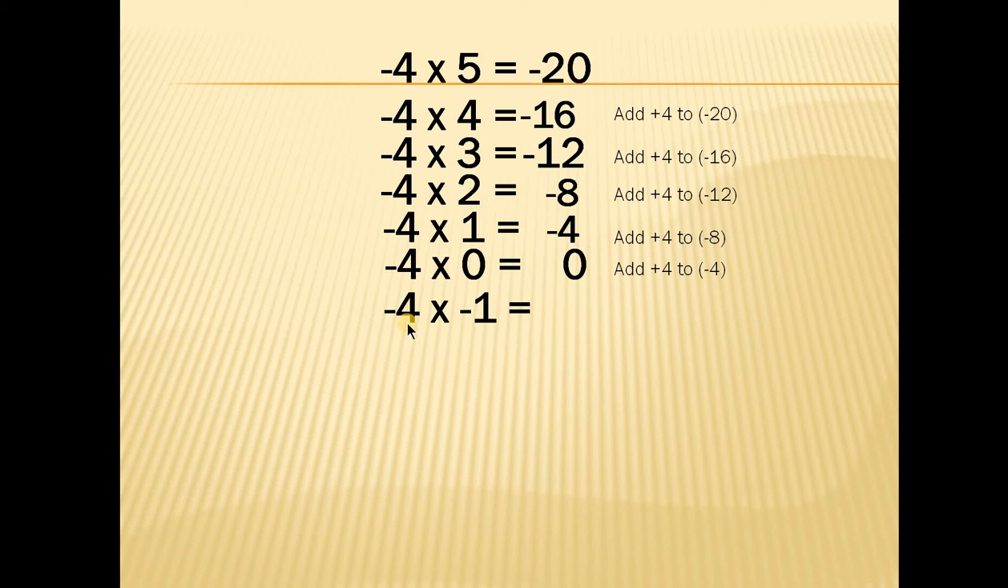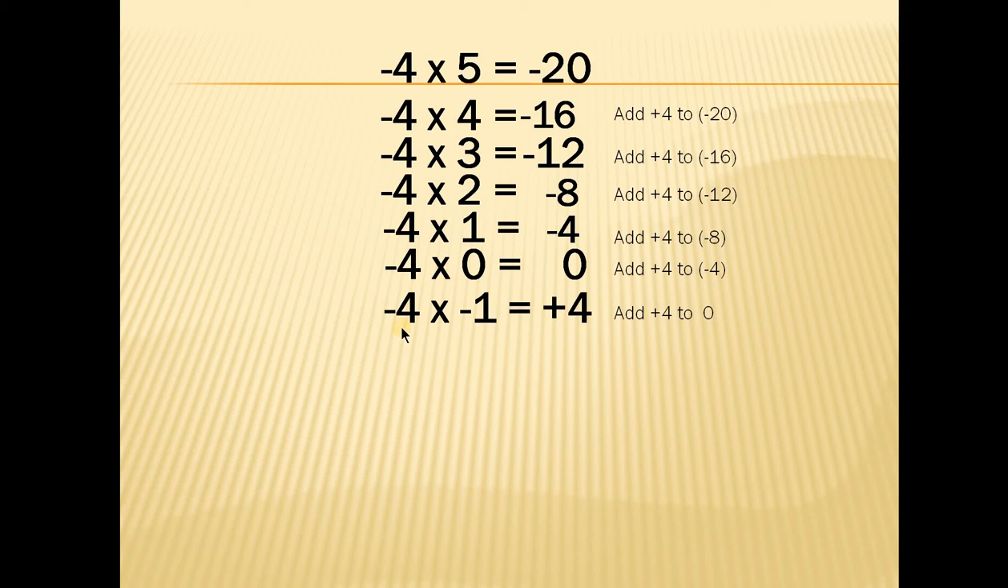Okay, so minus 4 into minus 1, negative 4 into negative 1. Both are negative numbers. What should it be? You do not know the answer for it. What will you do? You will have to just add 4 to this 0. Add 4 to 0. So when you add 0 plus 4, what do you get? 4. So following the pattern, you are getting this answer.